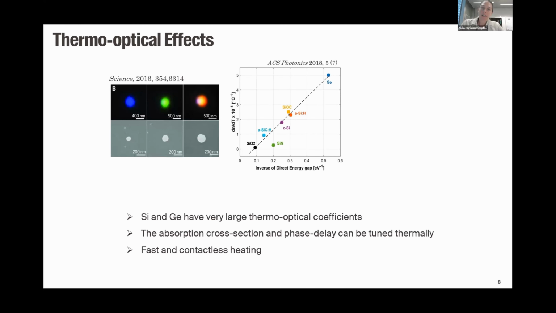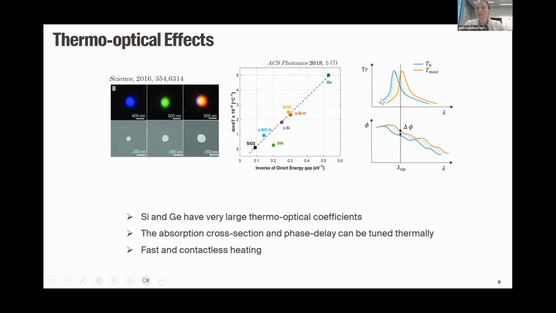And so when we start considering a few different semiconductors, we also realize that a few of them have a significant thermo-optical coefficient. Germanium is the one that has the highest, but crystalline silicon and amorphous silicon are not faring too badly. And so we can start asking ourselves whether we can use this thermo-optical effect to locally modulate the refractive index of the material and therefore the resonator.